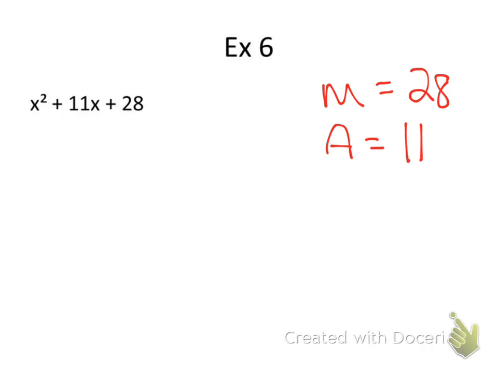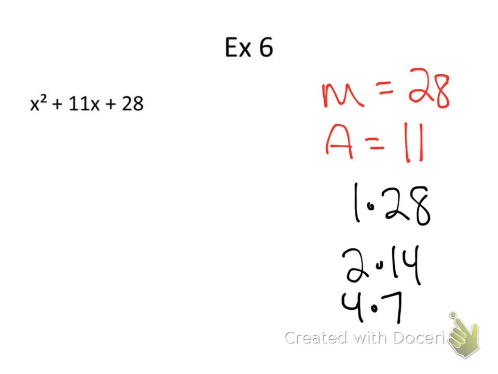A equals 11. The multiply number is positive, so that means our numbers are either both going to be positive or both going to be negative. What are you thinking on this one? Both going to be positive. So I'm going to list the factors of 28. All right, do any of those add to 11? Oh, sorry. 4 and 7.